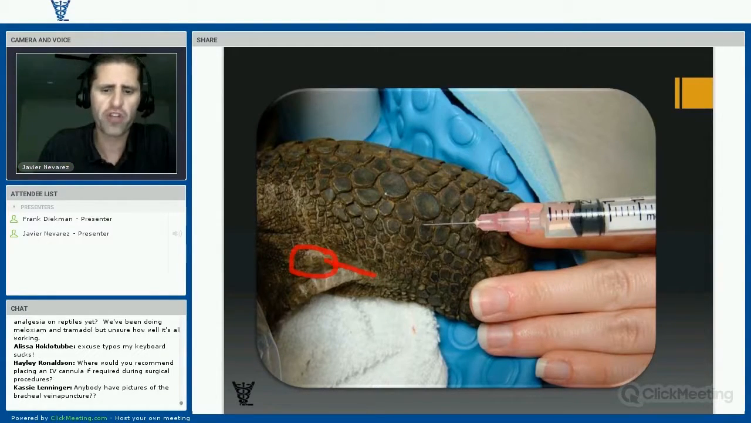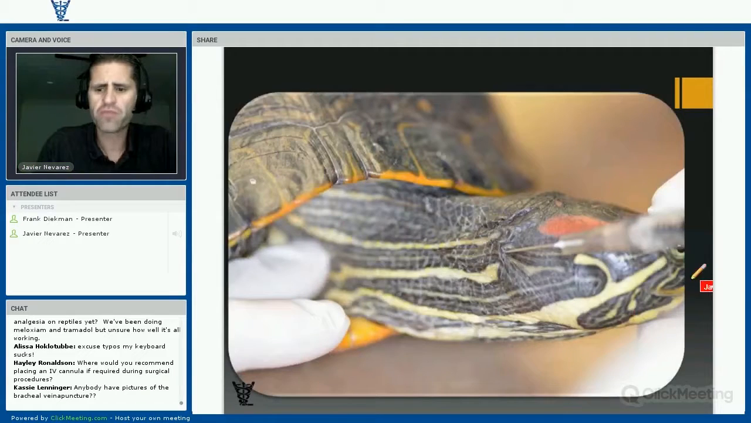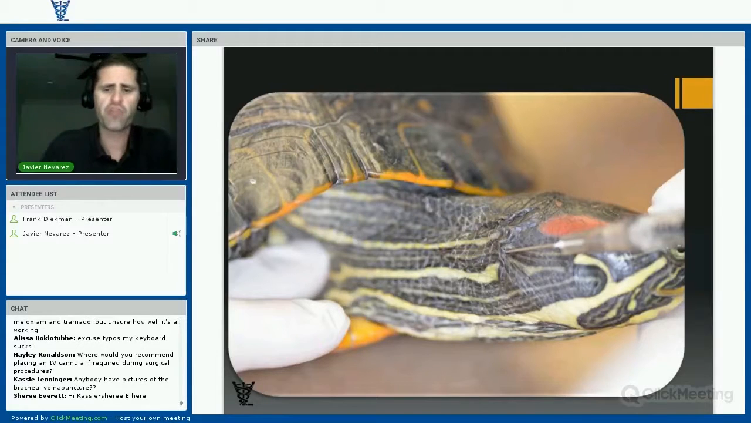In sulcatas, gopher tortoises, any of the true terrestrial chelonians, that site works really well. Some of the aquatic species you can get blood from there also, it just doesn't seem to be as prominent as it is in the terrestrial chelonians. And then the jugular in the chelonians obviously is another site. It's a blind stick. Some of them it really shows really well. Some of them it does not.